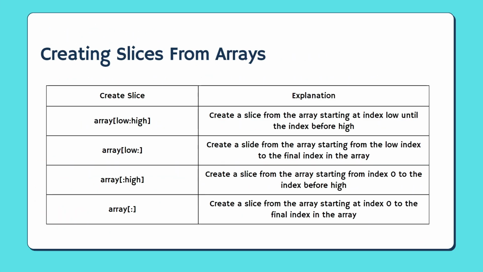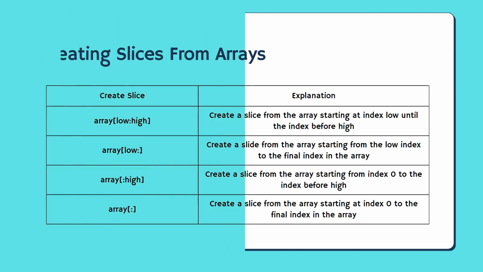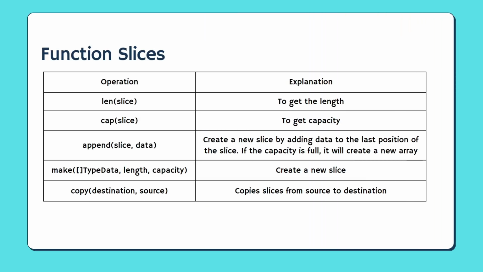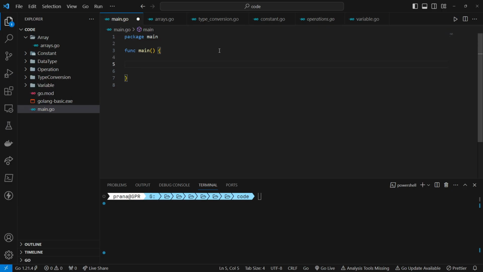The following is a useful slice table to help create data type slices. Slice function table, which can also be useful to help use slices. We have created a variable named slice in Go, which is initialized as a slice of strings containing the values USA, UK, and Japan.